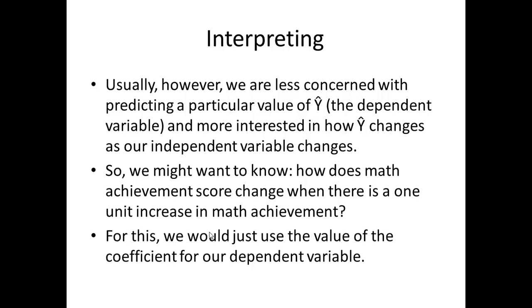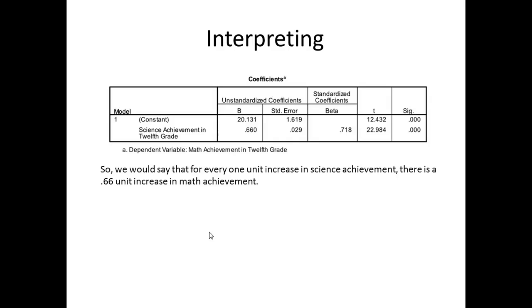In real life, we're less concerned with predicting a particular value. We're more interested in how the y prime changes as our independent variable changes. So we might want to know, how does math achievement score change when there's a 1 unit increase in science achievement? We just use the variable coefficient. So we would say that for every 1 unit increase in science achievement, there is a 0.66 unit increase in math achievement.